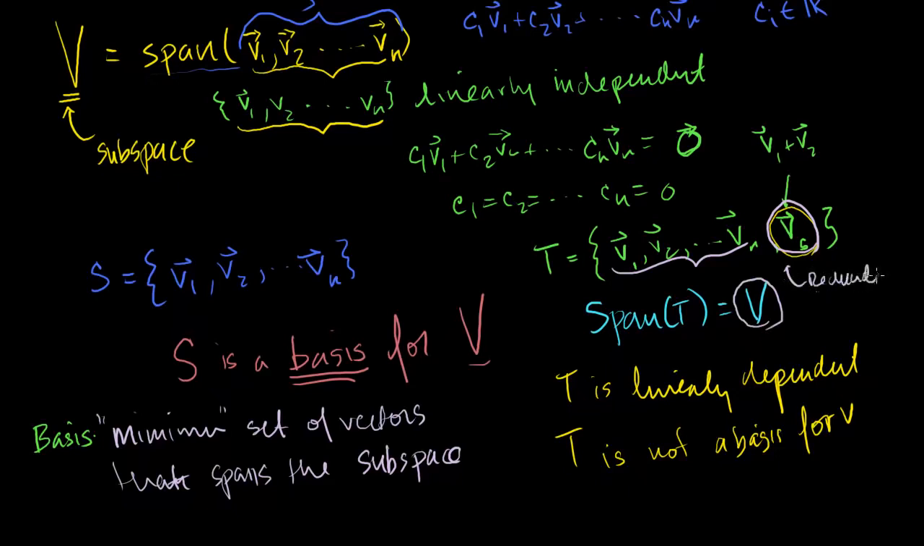In a basis, you have no redundancy. Each one of these vectors is needed to be able to construct any of the vectors in the subspace V. So let me do some examples.